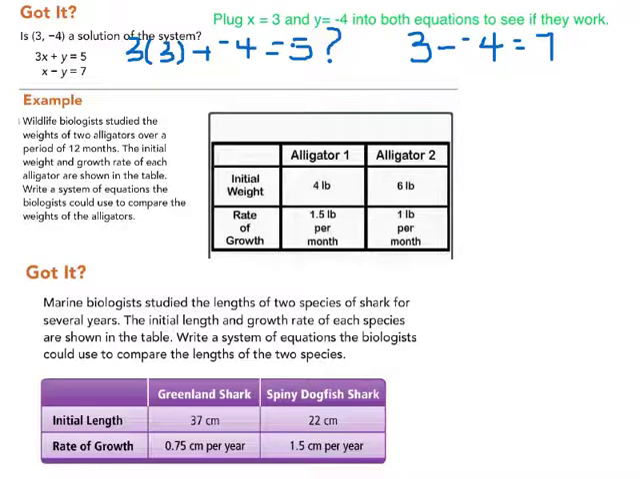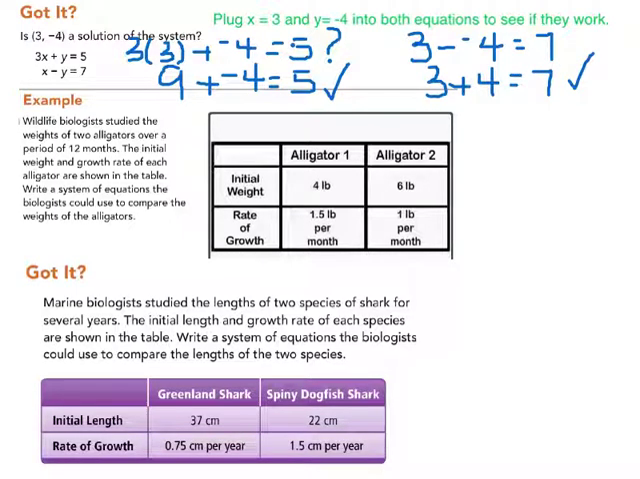So this is what you should set up, and then you're asking, does it work? Then I figured out that 3 times 3 was 9. 9 plus negative 4 is 5, so I put a check mark. And then over on the other equation, we have minus and negative, so we're going to add opposite. So it becomes 3 plus 4, which is 7, so that works. So the answer to this got it is yes.